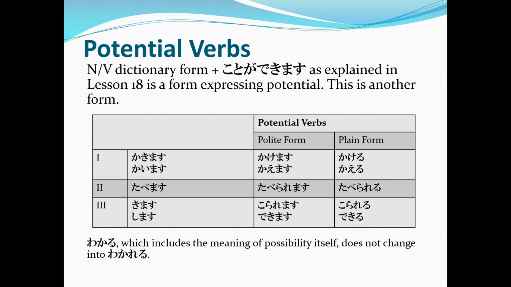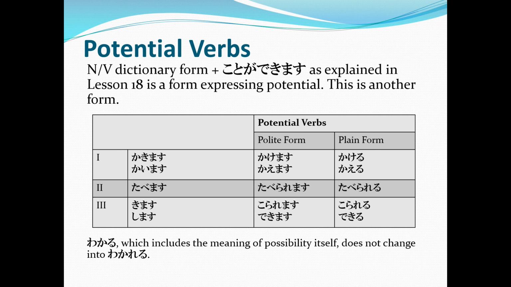Now, let's move on. Oh, I'm sorry. Before we move on, wakaru, which includes the meaning of possibility itself, or can understand, does not change into wakareru. Again, wakaru, wakarimasu, alright? It is already a potential, or potentiality, to understand something. So wakarimasu will remain as wakarimasu or wakaru. It doesn't have any potential form. It is as it is, or should we say sonomama?